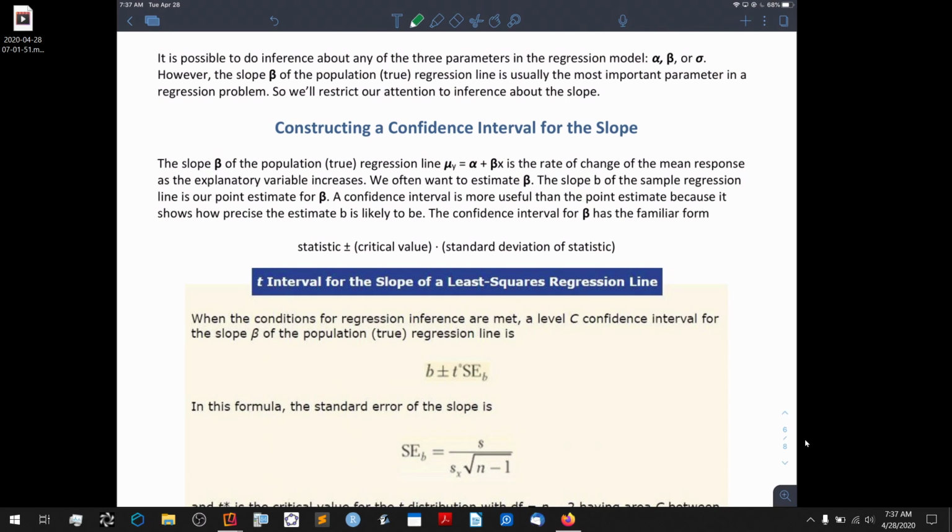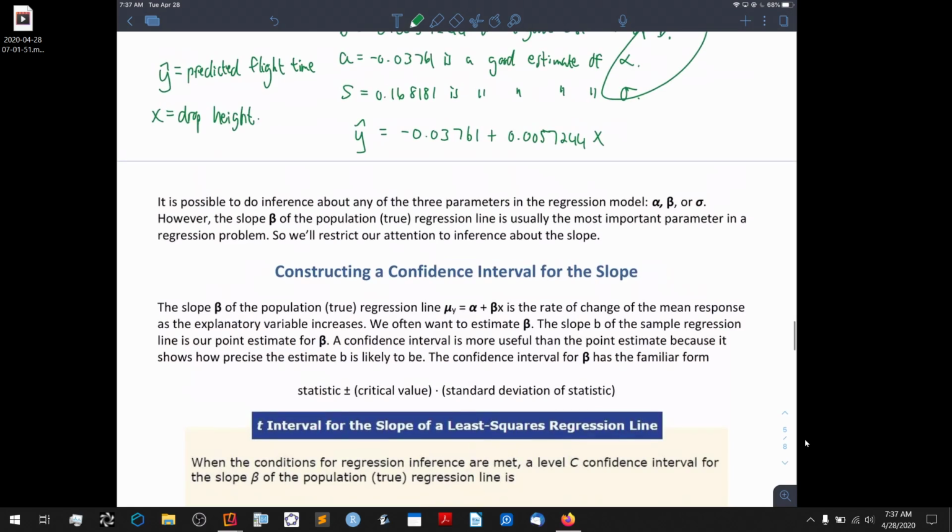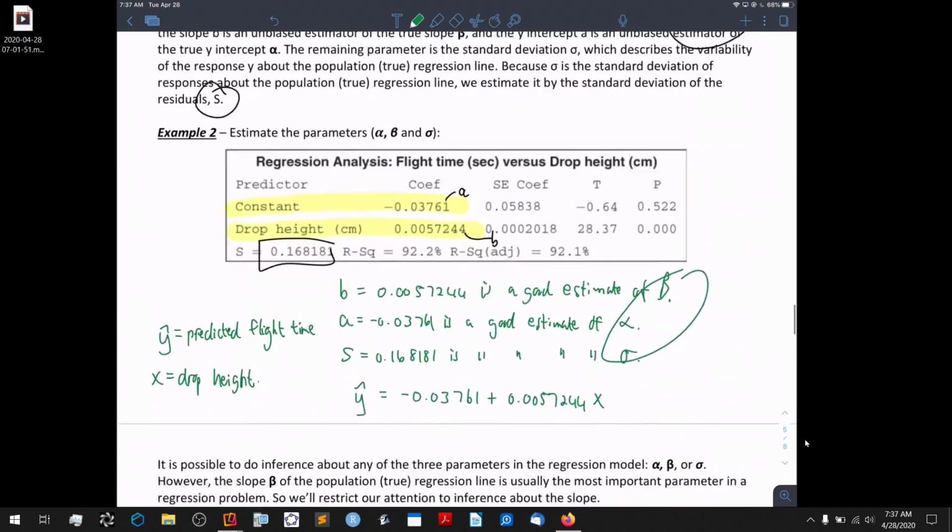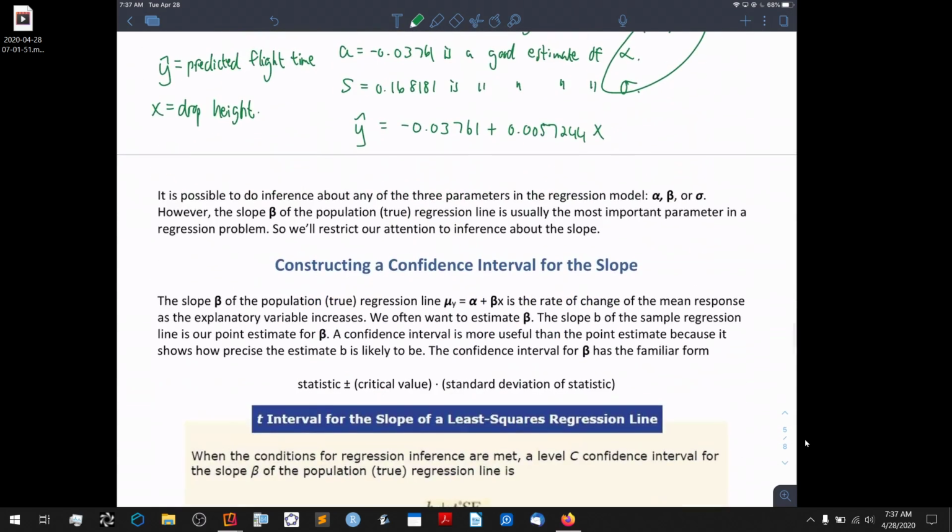So, what does that mean? Well, y-intercept, we said in chapter 3, frequently doesn't give us useful information, okay? And it gives us nonsensical information sometimes, the y-intercept. So, the thing we're most interested in is estimating the slope of the true population regression line.